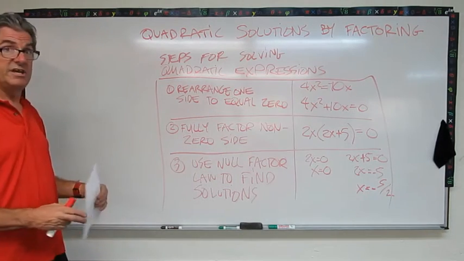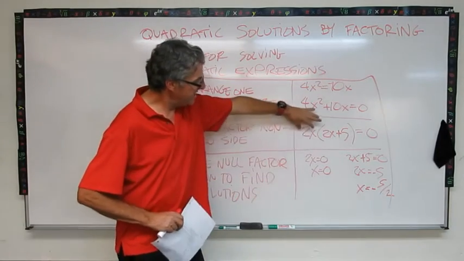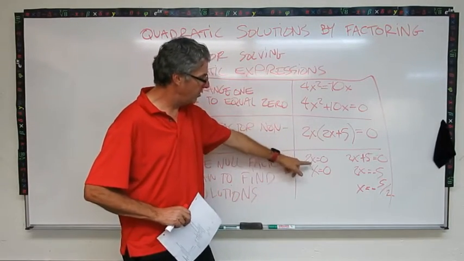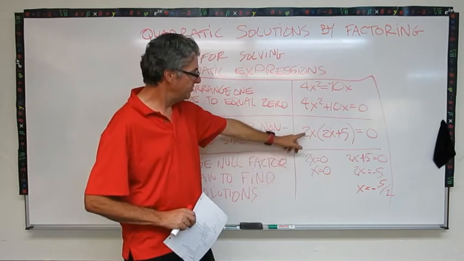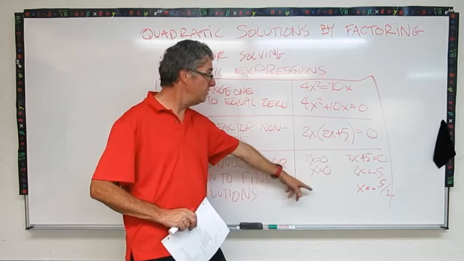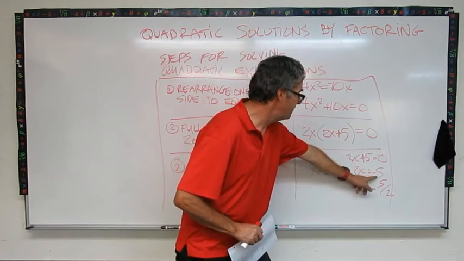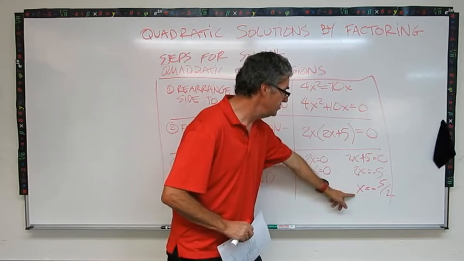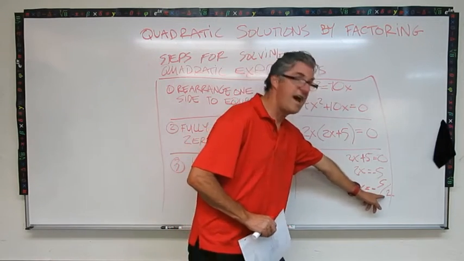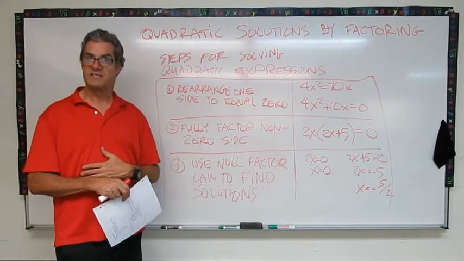Now what I'm going to do, just like in that example we did before, is branch this out and take each term, set it equal to 0, and solve for x. So the 2x equals 0, I wind up with just simply x equals 0. And then 2x plus 5 equals 0. I subtract 5 from both sides, divide through by 2, and I have x equals minus 5 halves. So that's the process. Let's do some examples.